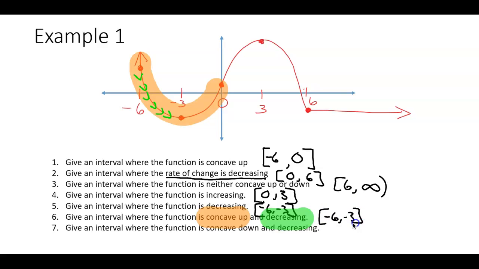There we go. All right. Why don't you guys try this next one here real quick? See if you guys can find it. I'll give you a second. Give an interval where the function is concave down and decreasing.